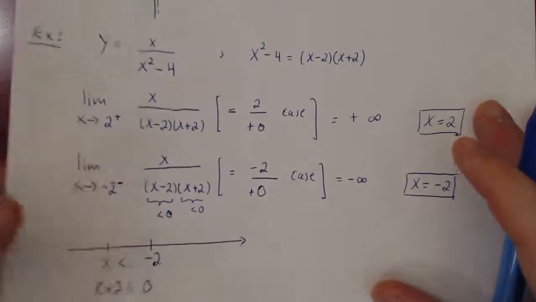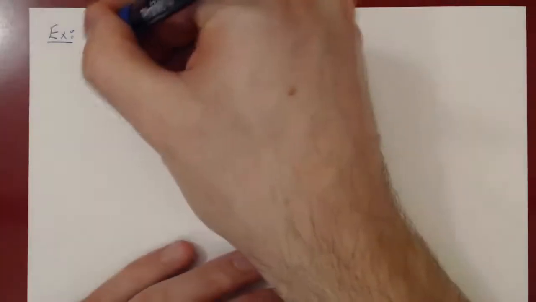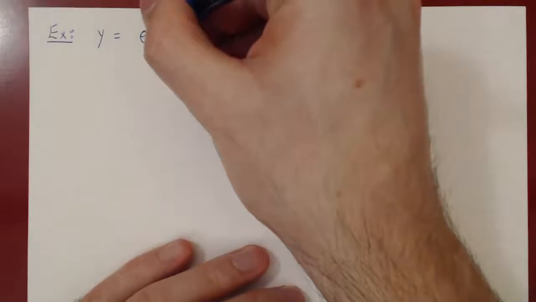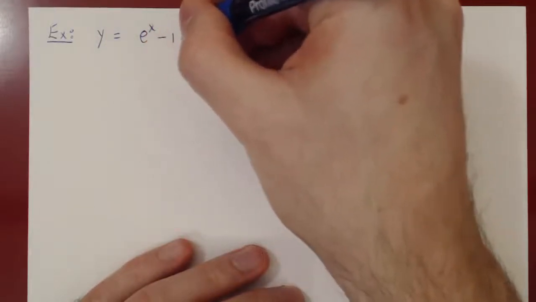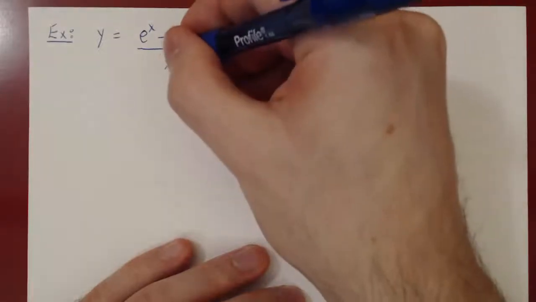Let's do 2 more examples. And then we'll consider the other type of asymptotes, namely horizontal asymptotes. So what if our function y is now, say, e to the x minus 1 minus x over, say, x squared?